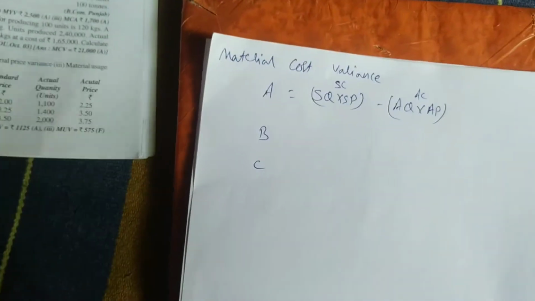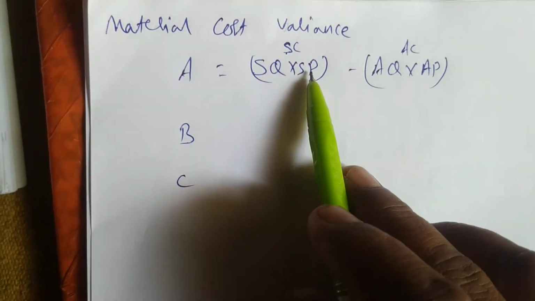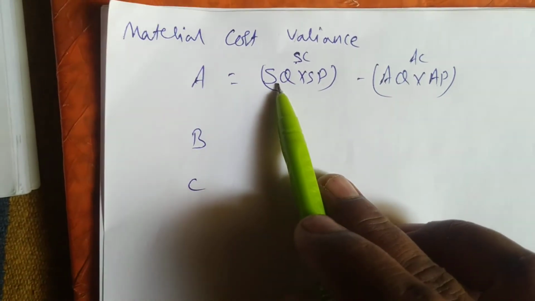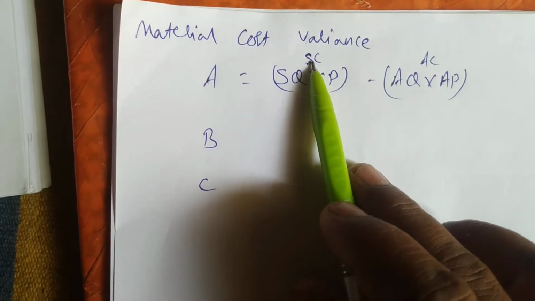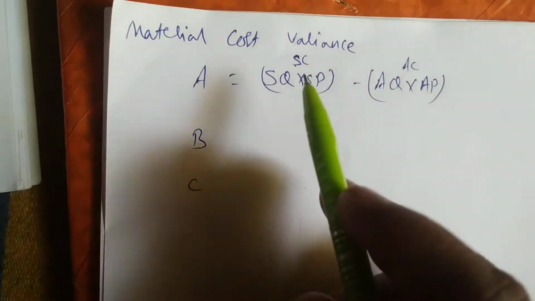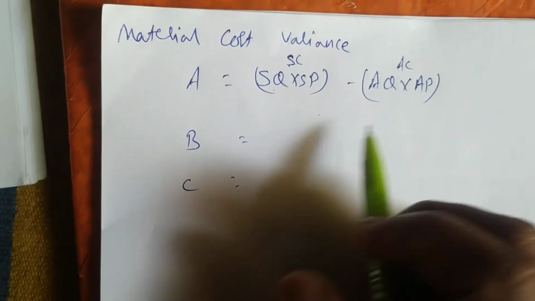So in one line I am doing. So cost variance means what? How to do cost variance? Standard quantity into standard price minus actual quantity into actual price. We can say standard cost, we can call this actual cost. When we multiply quantity into price, we get cost. So when we multiply standard quantity into standard price, we get standard cost. When we multiply actual quantity into actual price, we'll get actual cost. For A, B and C also we have to do like this only. I have written only one formula and for B and C I am not writing the formula.